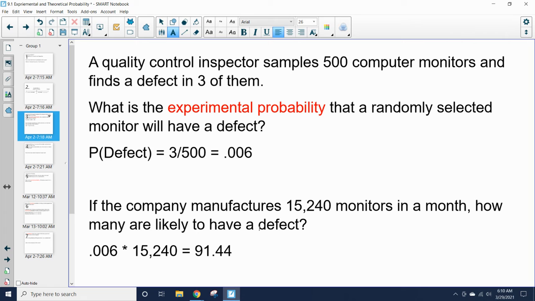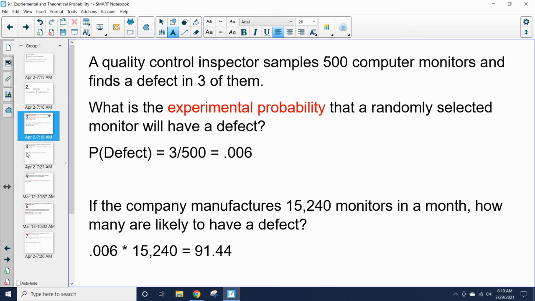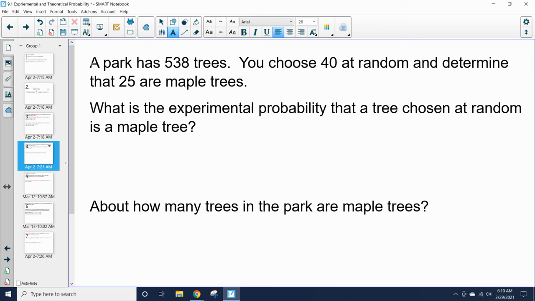Probability is a predictive event. It doesn't automatically tell you it has to happen. Just because something has a 0.000000 chance of happening doesn't mean it's impossible. It can still happen, and if given enough time, it will happen. So it doesn't mean there are automatically going to be 91 defective computers. It's possible that all of them work perfectly fine, but it means roughly 91 of those computers should be defective based off our experimental probability.